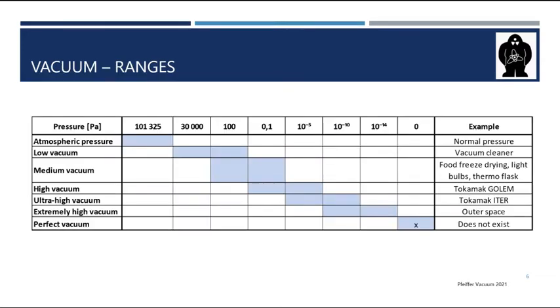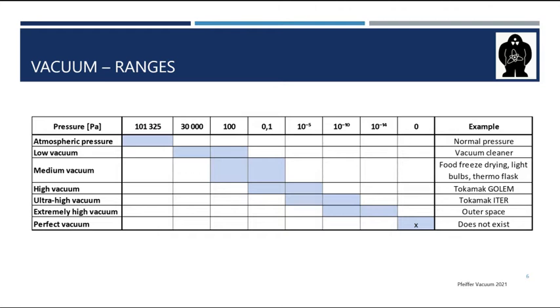Here you can see the overview of ranges or degrees of vacuum. We differentiate between these ranges to, for example, choose the right vacuum pump for the purpose we need. I listed some examples for each range in the last column. The common applications I mentioned fall mostly in low or medium vacuum. Scientific machines usually need higher vacuum, as you can see with the listed tokamaks.